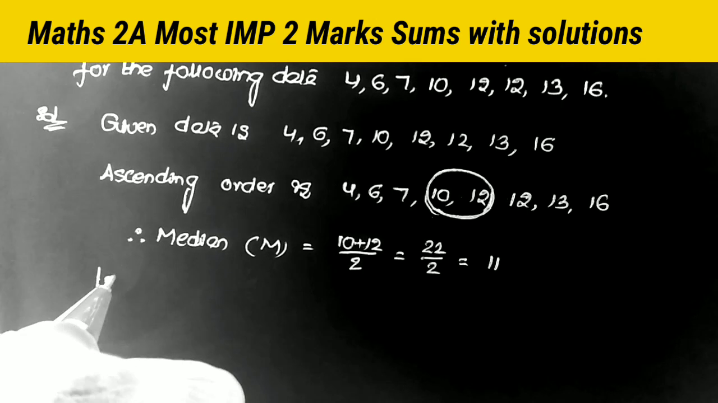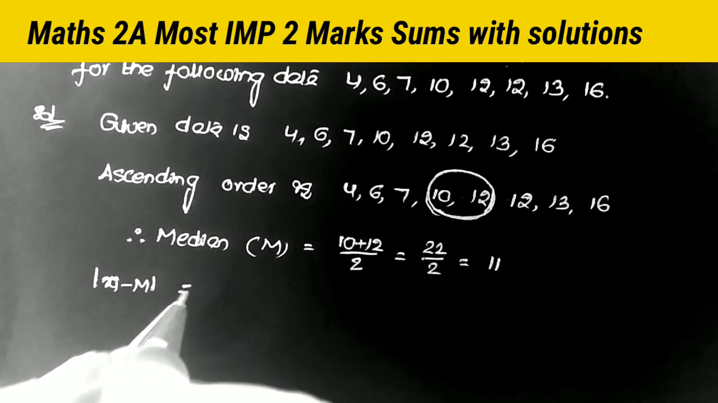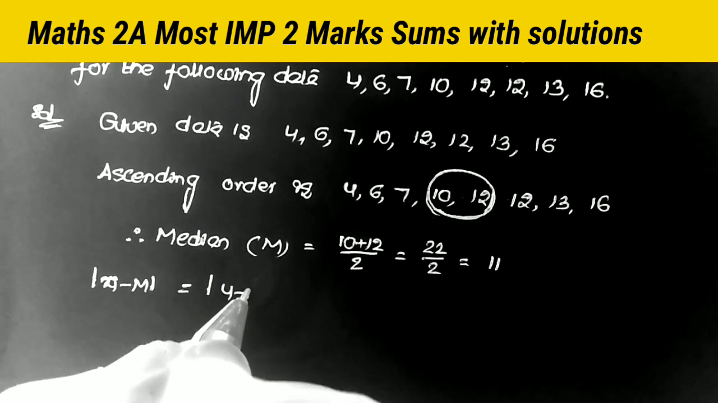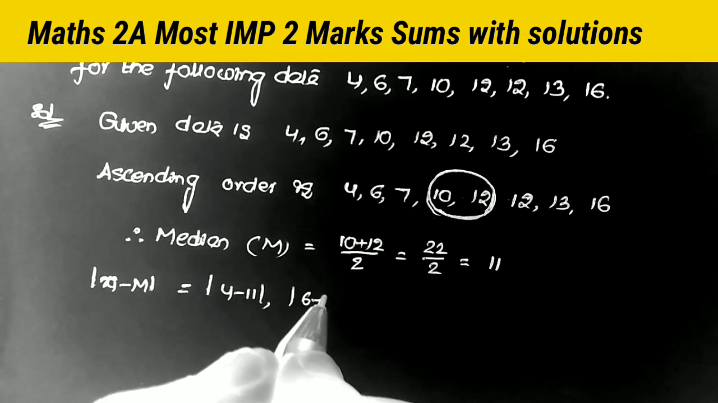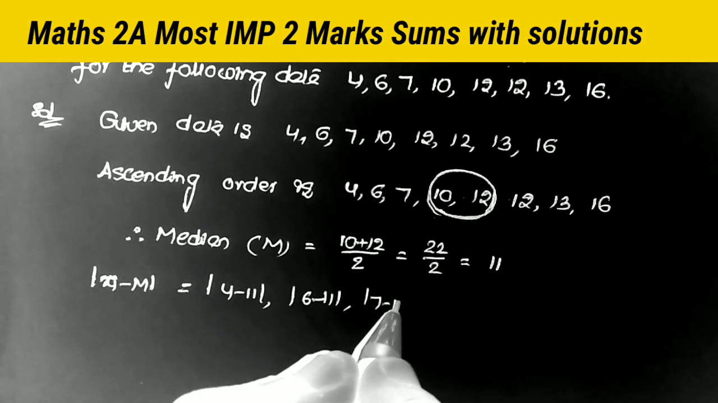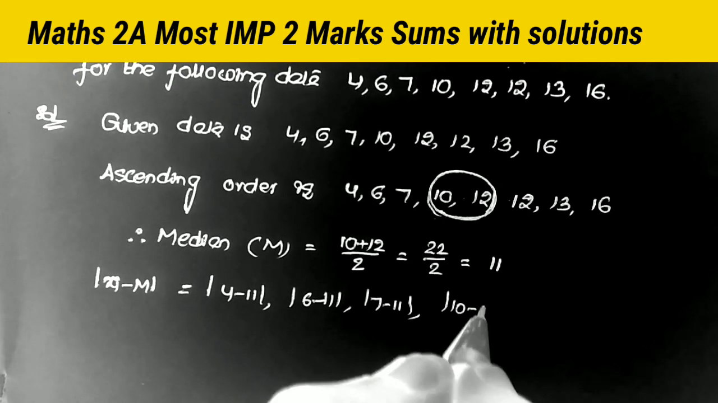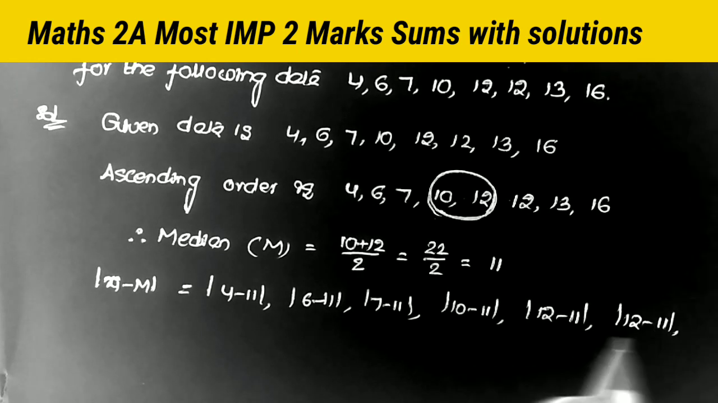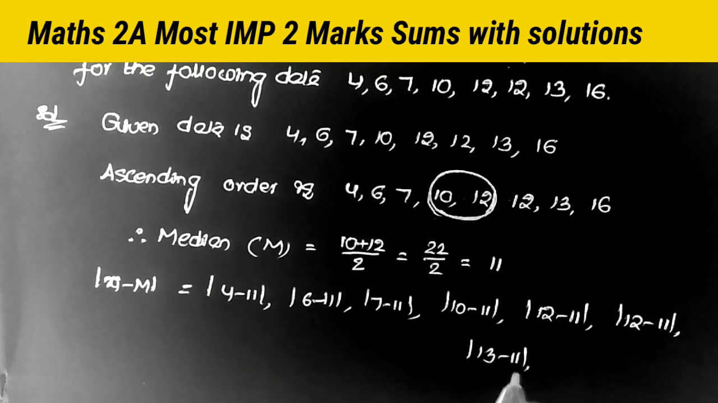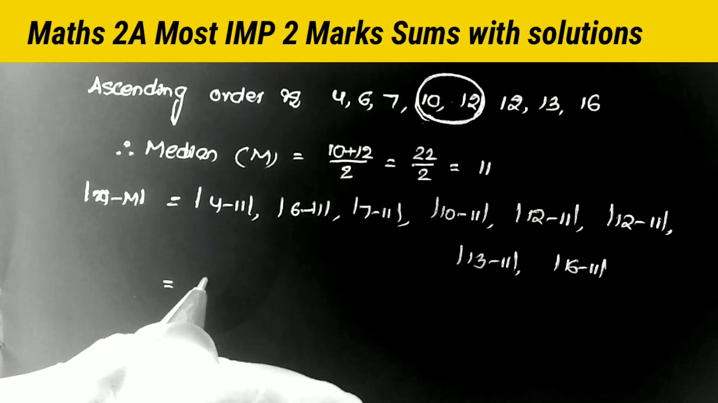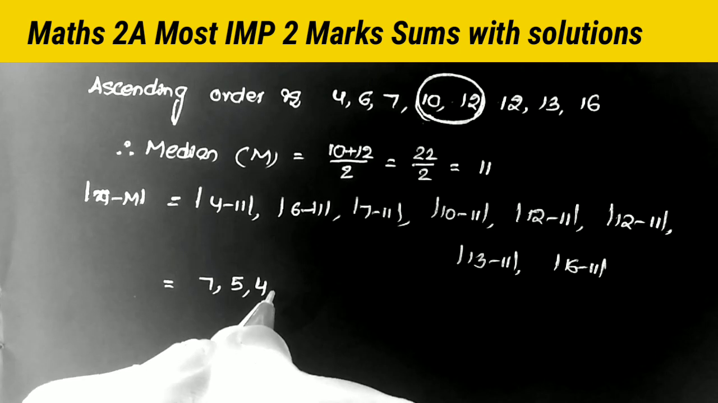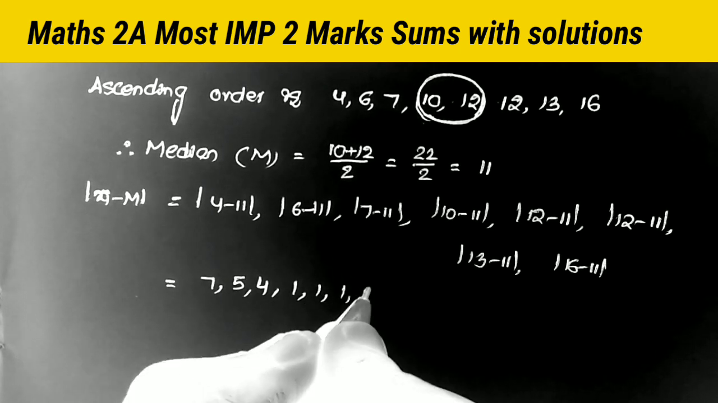Now the next step is modulus of xi minus M, the absolute differences, taking the median value. That is 4 minus 11, 6 minus 11, 7 minus 11, 10 minus 11, 12 minus 11, 12 minus 11, 13 minus 11, and the last one 16 minus 11. Taking the deviations under modulus, where negative signs become positive, we get 7, 5, 4, 1, 1, 1, 2, 5.